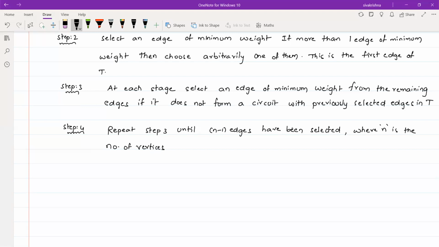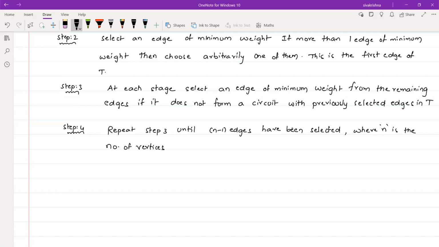A spanning tree should contain all the vertices in the given graph. Whatever vertices we have in the given graph, those vertices should be present in the spanning tree. And the number of edges should be one less than the number of vertices. If we have 4 vertices, then the spanning tree should contain 3 edges. So we have to repeat this procedure until we get n-1 edges. Then we can stop on that particular graph, and it is the required spanning tree, the minimal spanning tree.